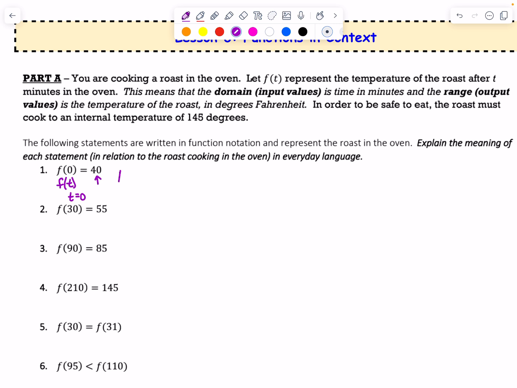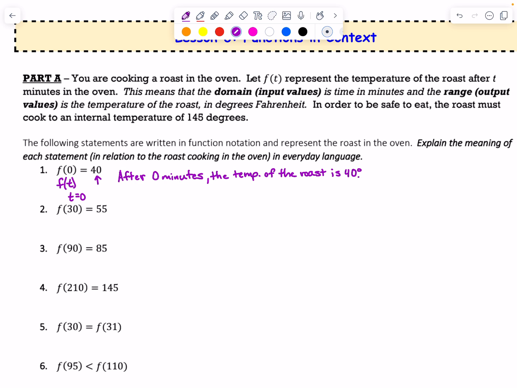So what I could say in everyday language is after 0 minutes, or you could say at the start of cooking the roast, because that's also considered like 0 minutes, the temperature of the roast is 40 degrees. So there's a few ways you could say that. That's just the way that I'm going to write it out for this example.